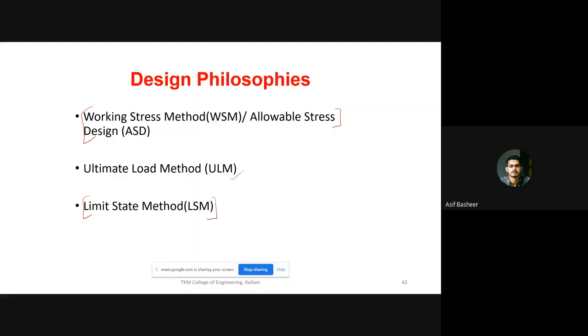There is no need to study the ultimate load method. If you are eager to study it, you can refer to some textbooks. I have provided you some textbooks, and you can understand the basic concepts of the ultimate load method from them. Here our scope is to make you understand some basics of the working stress method. There is no design involved in this. You just need to understand some of the basics, and the detailed study and the designing part will all consist of the limit state method.